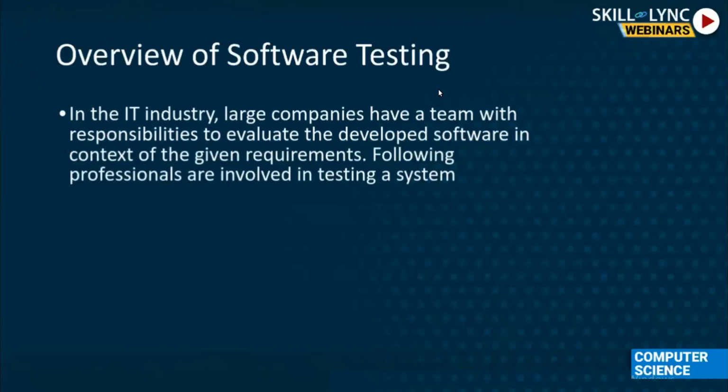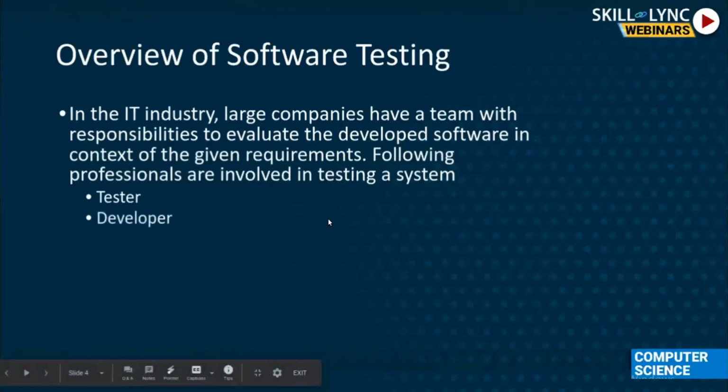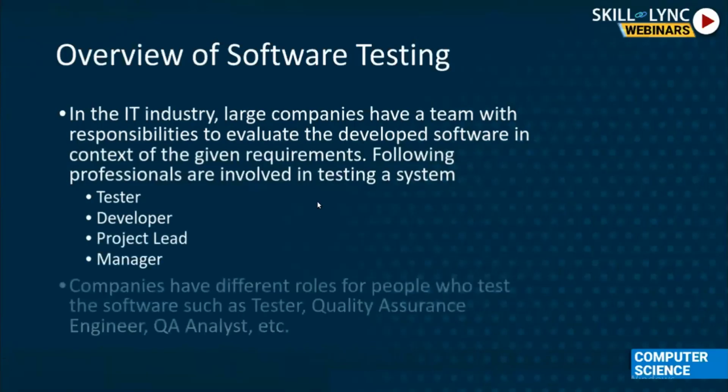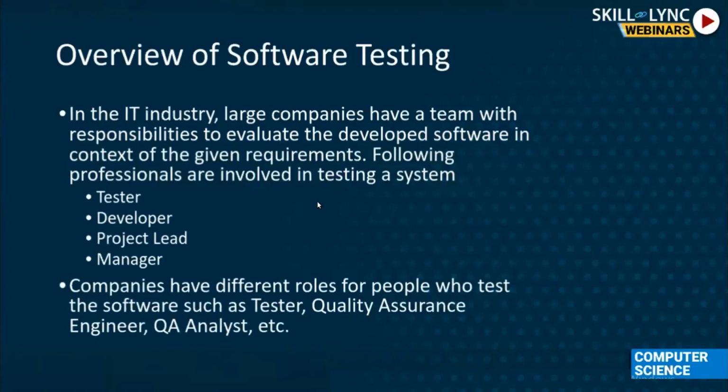So over the period of time, the features of the software grow, and we should make sure that our product is working as it is supposed to, right? So in a typical IT company, where we have a large project, we have different roles. We'll have a tester, a developer, a project lead, a manager, and also other roles like product owners or maybe business analysts, and so on and so forth, right?